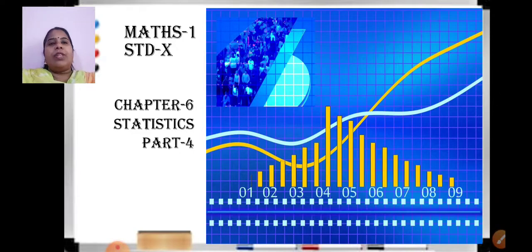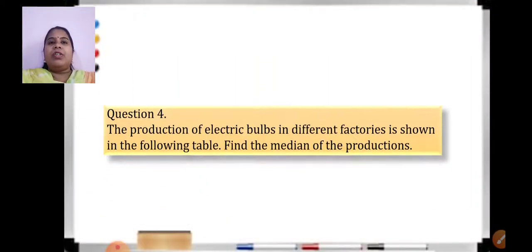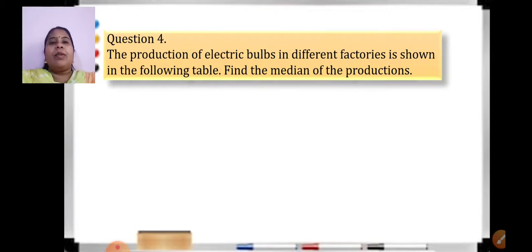Let us continue with our sixth chapter, that is Statistics, Part 4. In this session, we will revise one important sum of median and one sum of mean, so that revision of whatever we have finished till now in this chapter can be done. So let's see one sum of median, that is question number 4 from the practice set.